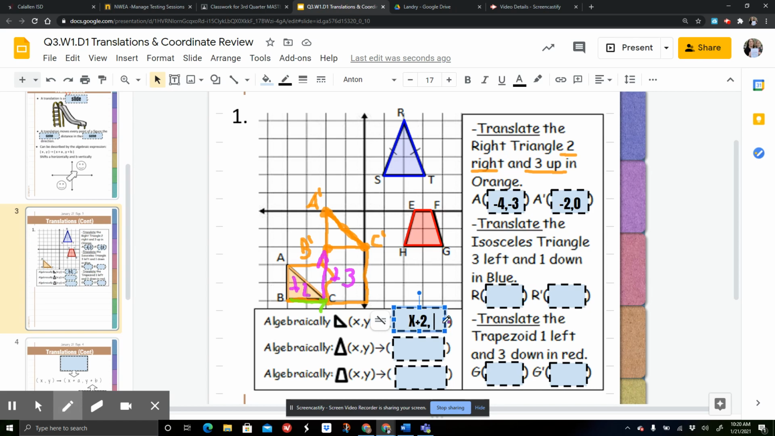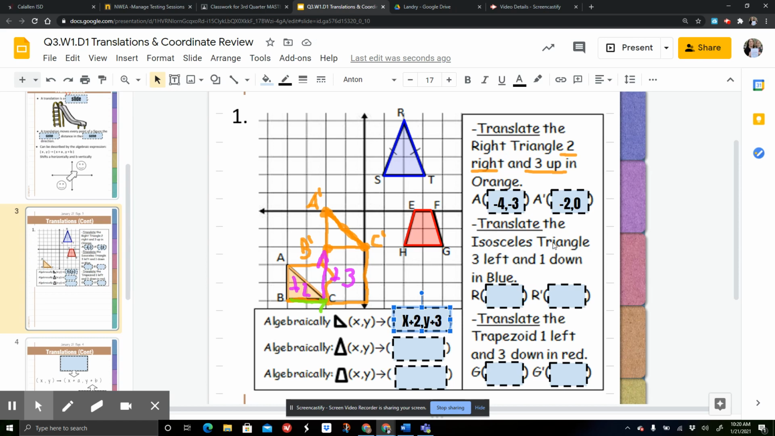So we're going to type in the text box x plus 2 and then y plus 3. And you're going to have to resize the box a tiny bit. There you go. So it's x plus 2, comma, y plus 3. I'm going to move to the next one.